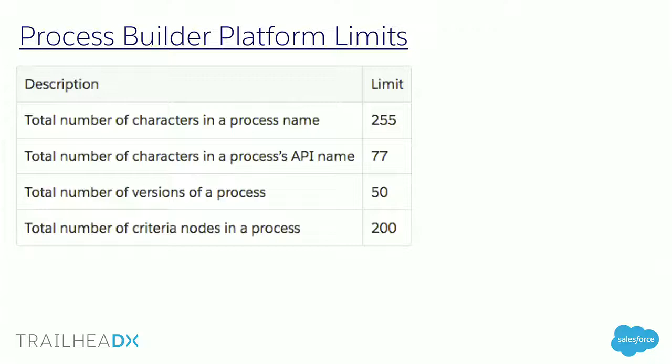Some relatively simple stuff here, but again, criteria nodes in a given process is an important one to think about. And I think the idea behind this is just because you can doesn't necessarily mean you should when it comes to these limits. If you're talking about what's feasible, you may be well beyond the point of what's advisable. So that's something to certainly consider.